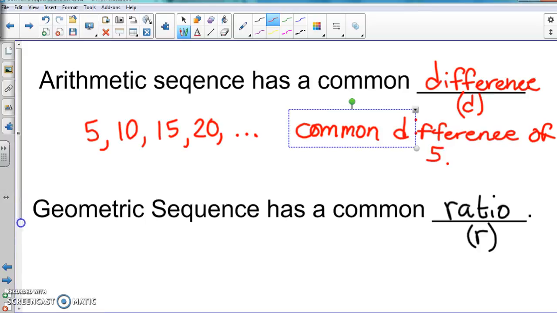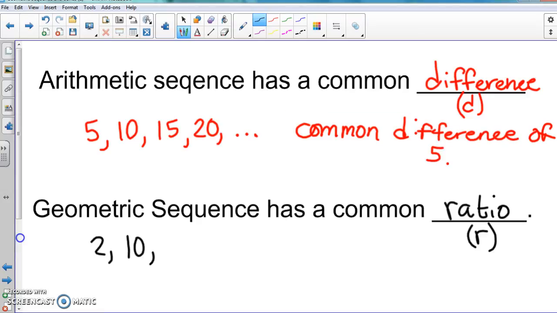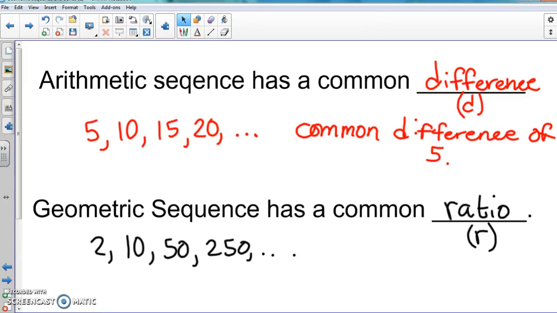So let's also do another one. Let's say we do this. If you look at it, if you do 10 divided by 2, you get 5. If you do 50 divided by 10, you get 5. So the common ratio will be 5 here, but also 2 times 5 gives you 10, 10 times 5 gives you 50, 50 times 5 gives you 250, and so on and so forth. So that one has a common ratio of 5.